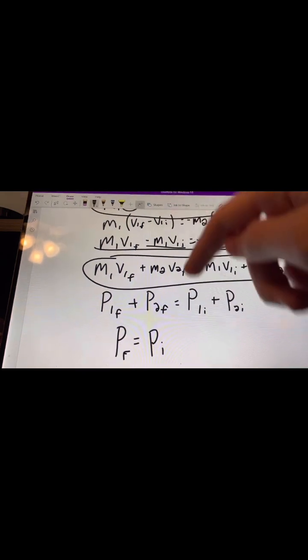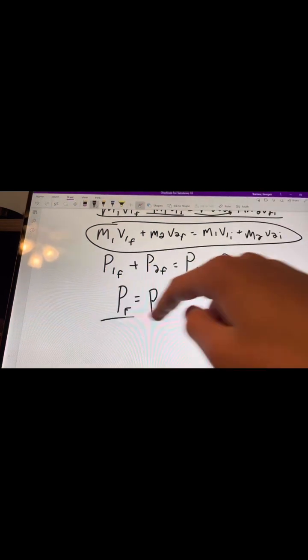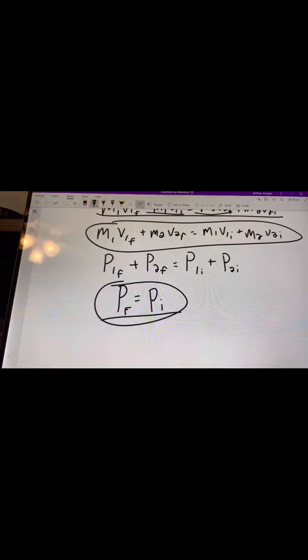So what you want to do here is substitute in momentum for all the masses times the velocities, which gives you the final momentum of object 1 plus the final momentum of object 2 equals the initial momentum of object 1 plus the initial momentum of object 2. And as we know, there are only 2 objects in this system, so adding their 2 momentums gives you the final momentum and the initial momentum of the system, which is denoted by this. And now we have solved the conservation of momentum, which again states that in an isolated system, the final momentum of the system is equal to the initial momentum.